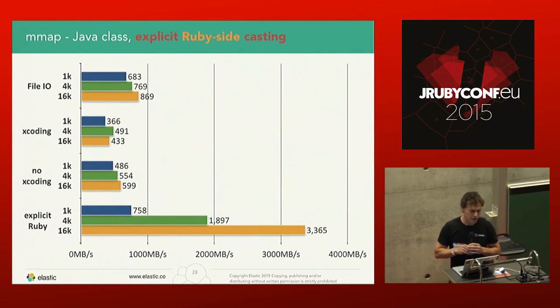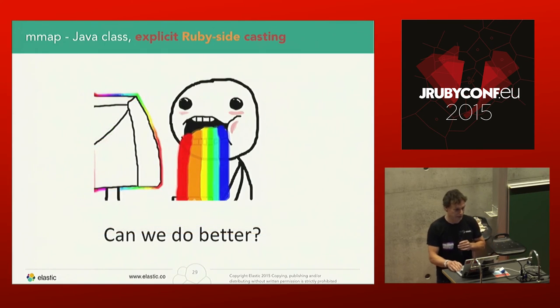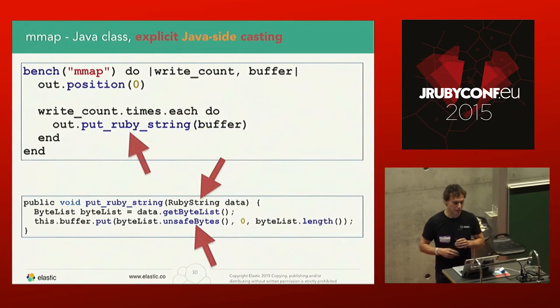It's a little bit faster, especially with bigger blocks. At the 1K block, it's somewhat similar, and then at 4K and 16K, it's improving. So this is getting interesting, right? We can see a very big increase in the 16K blocks. We're going to see if we can improve on that.